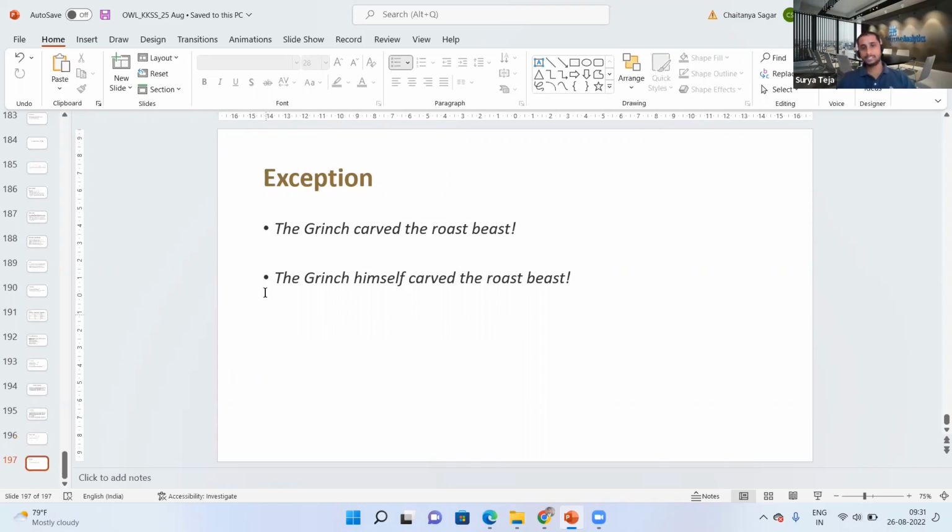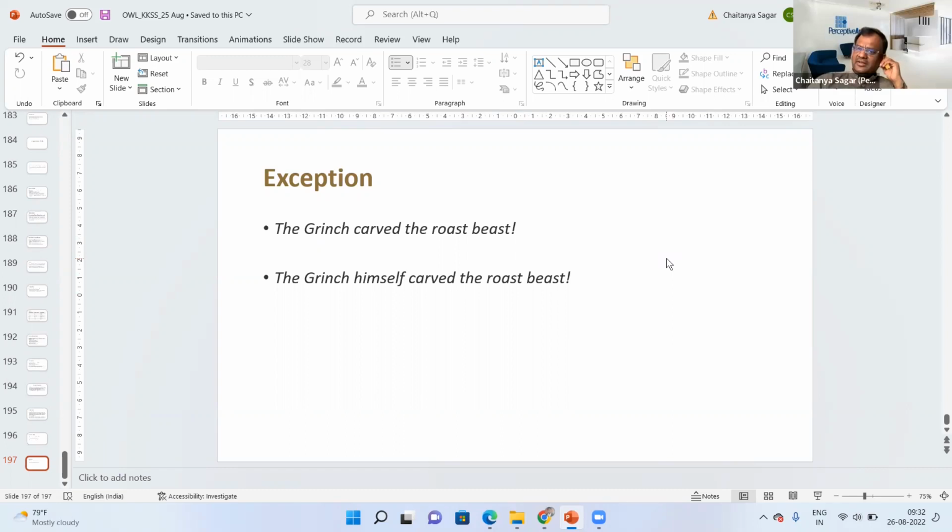If you see the first sentence, just look at the first sentence. It says, the Grinch carved the roast beast. And the second sentence is, the Grinch himself carved the roast beast. Can anyone say which one is right and which one is wrong? I think both are correct. Yeah, that is true actually. Yes, Chetna?